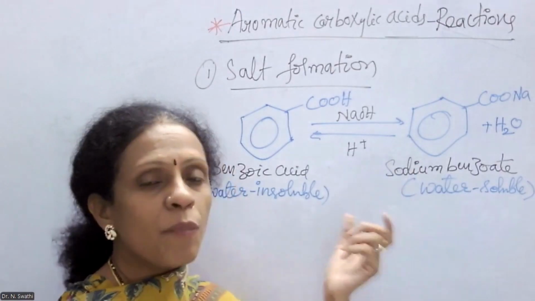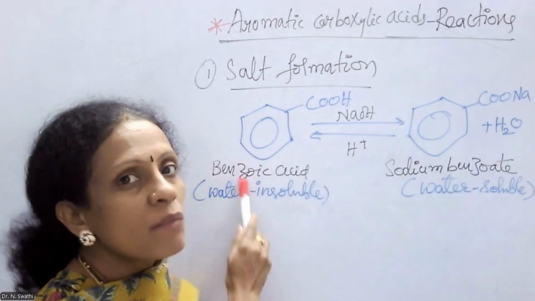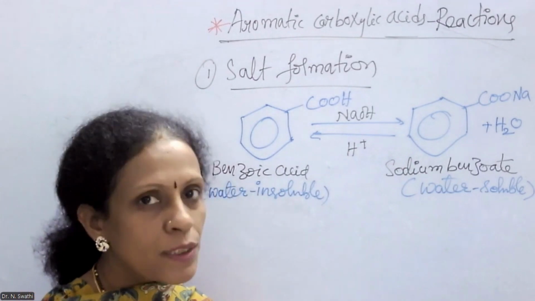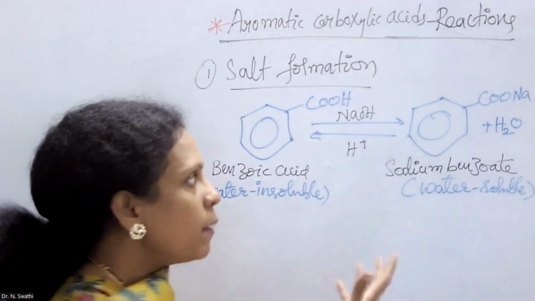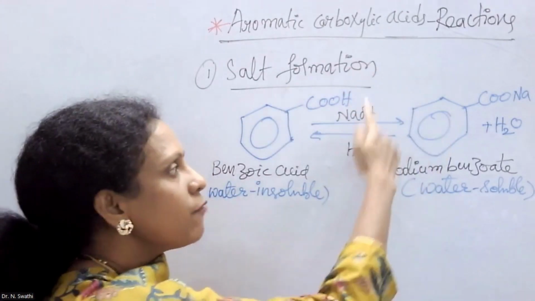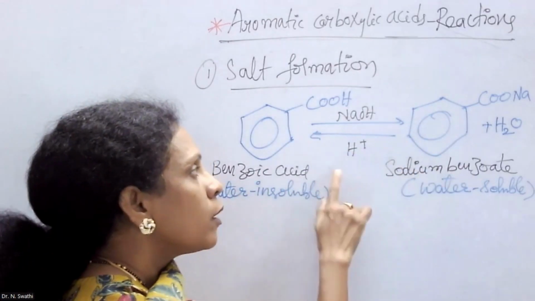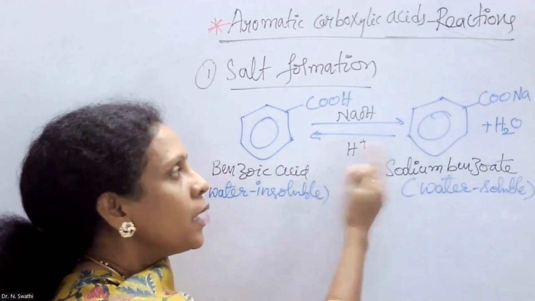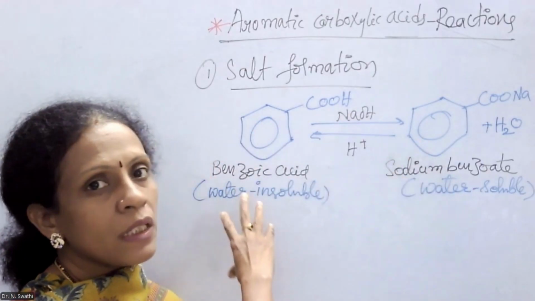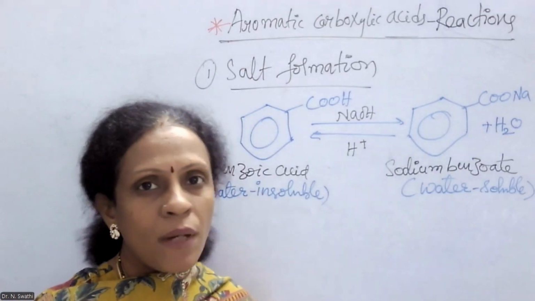Now, the formed salts, upon treating with mineral acids, that is either hydrochloric acid or sulfuric acid, will be converted back to the corresponding benzoic acid. So the salt formation reaction, as with phenols also, is a reversible reaction depending on the conditions. If the amount of alkali is predominant, more and more salt will be formed. On the other hand, whenever mineral acids are predominant, the reverse reaction occurs, and as soon as the salt is formed, it immediately gives the corresponding acid. So this is the first important reaction of aromatic carboxylic acids.